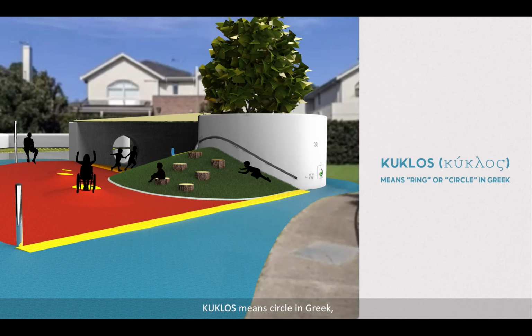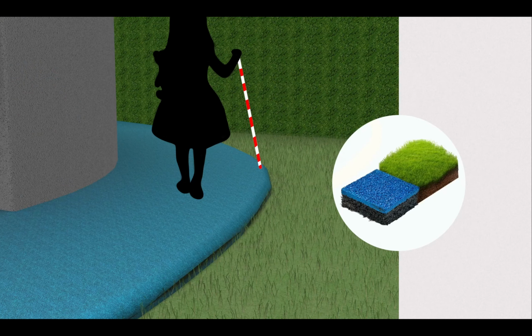Kuklos means circle in Greek, which this playground aspires to be. It creates loops of fun and many interesting ways of play. The playground is made out of poured rubber, as the textural contrast between this and the grass creates an invisible guide to give spatial awareness to the children.